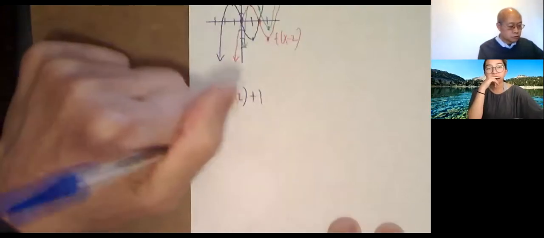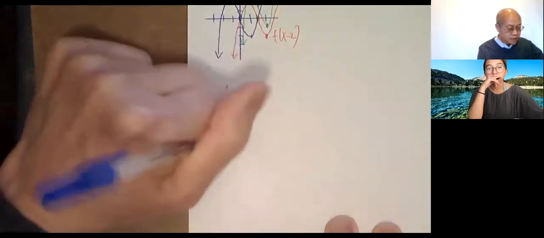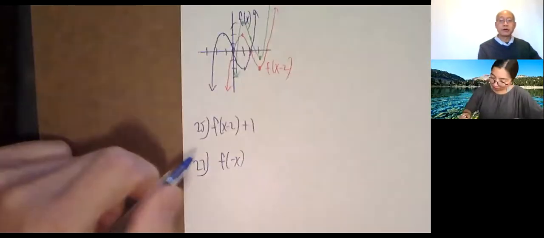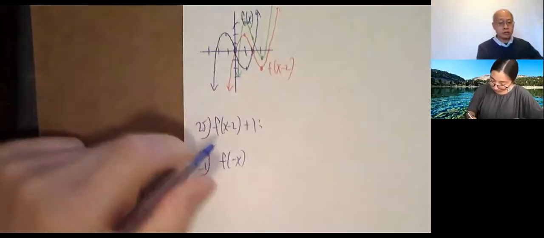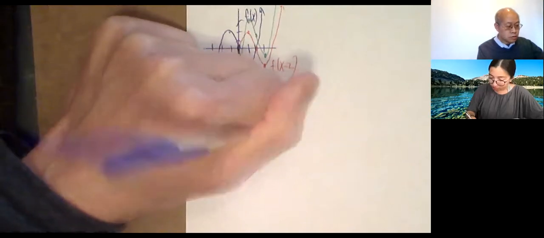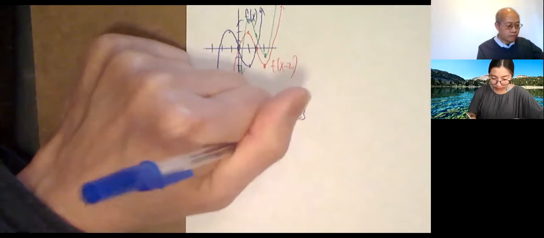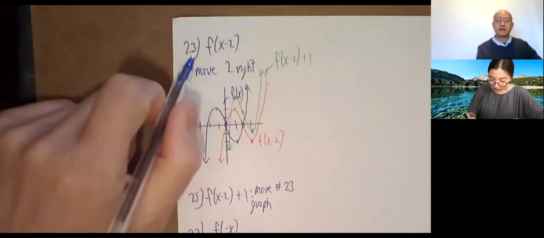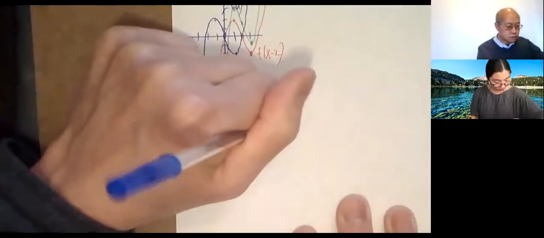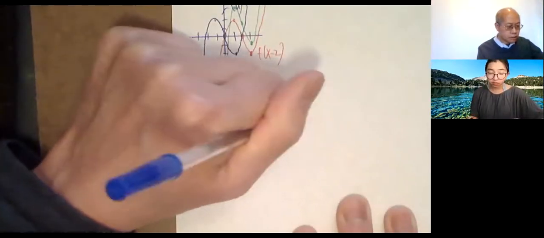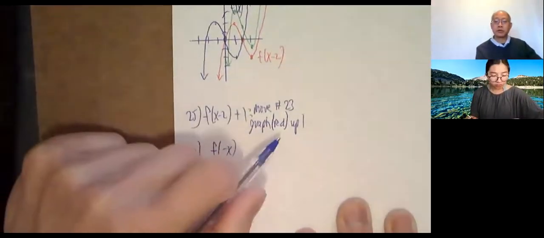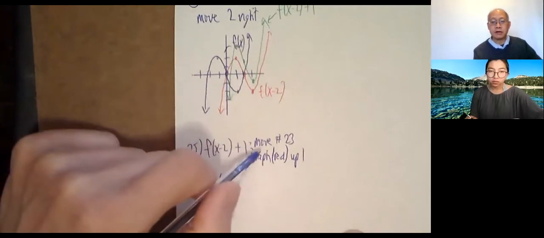So 27 says f of negative x. If you want it in words here: move number 23's graph. Take the answer that you had for 23, which would have been the red one, up 1 unit. So the red graph goes up 1. Move number 23's answer, the red one, up 1 unit to get the green.